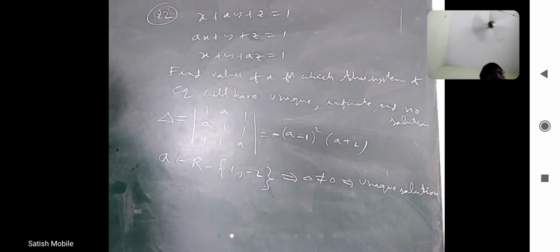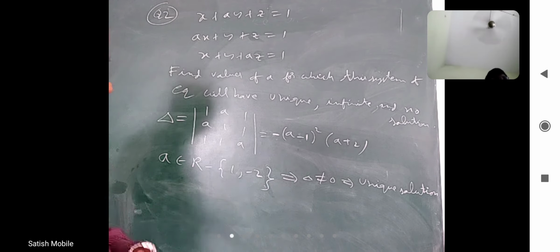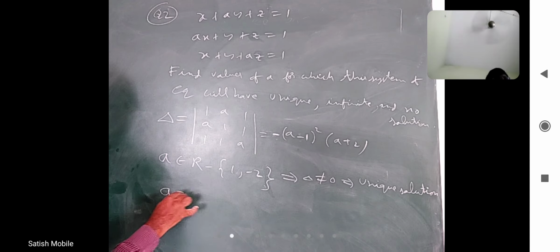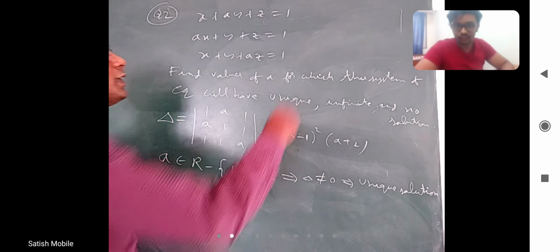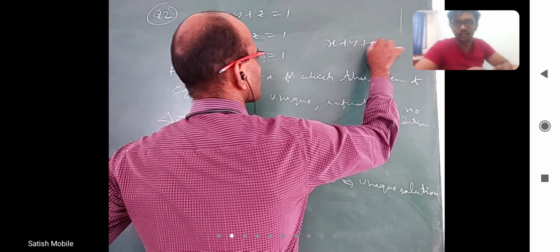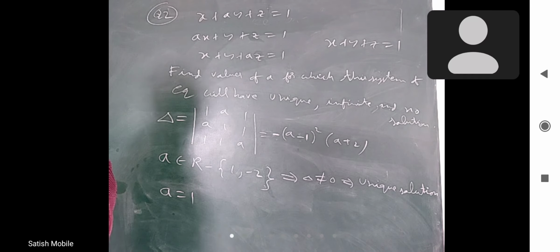But delta is 0 for two values, a is 1 and a is minus 2. And when delta is 0, it may be no solution or infinite solutions. Okay. If I take a equal to 1, anybody want to see what will happen in the question? If all equations are the same, why are you telling no solution? It is infinite solutions. You know why? All will become one equation, x plus y plus z equal to 1. Satisfying that, how many x, y, z values are there?